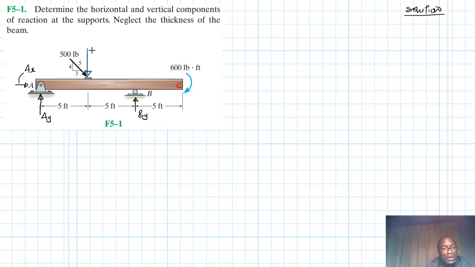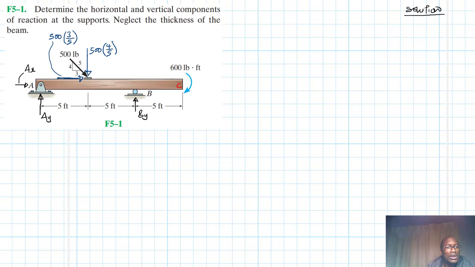So this vertical component is going to be equal to 500 times the rise divided by the hypotenuse. And then we'll have another component, which is this one here, and this one here is just equal to 500 times the run divided by 5.